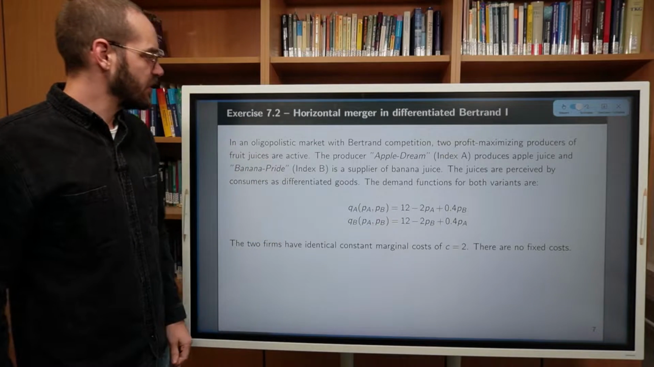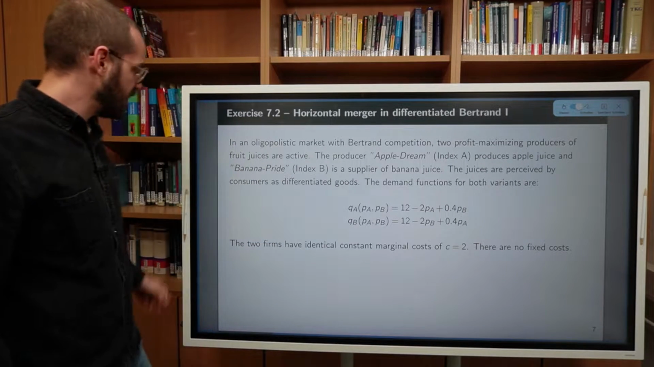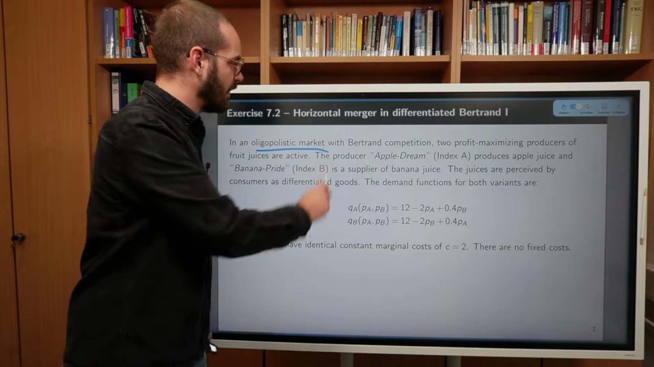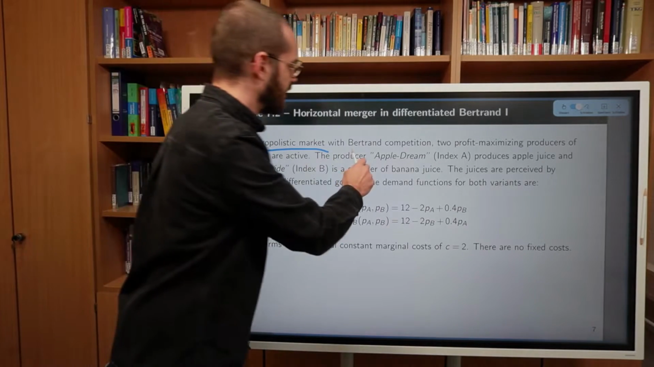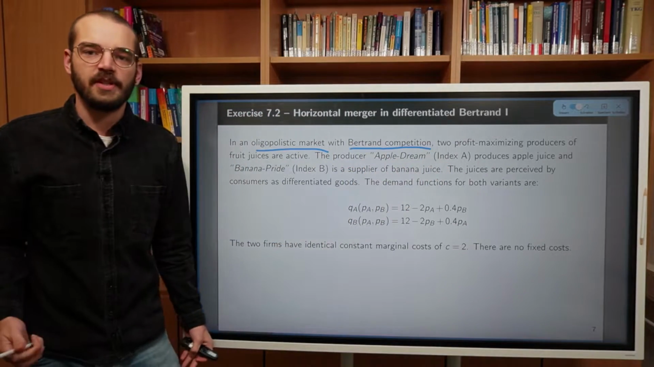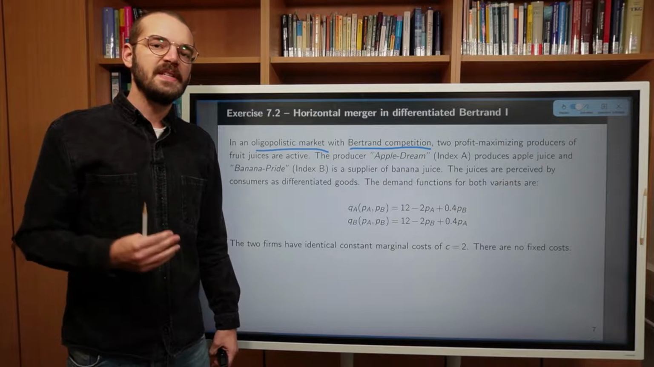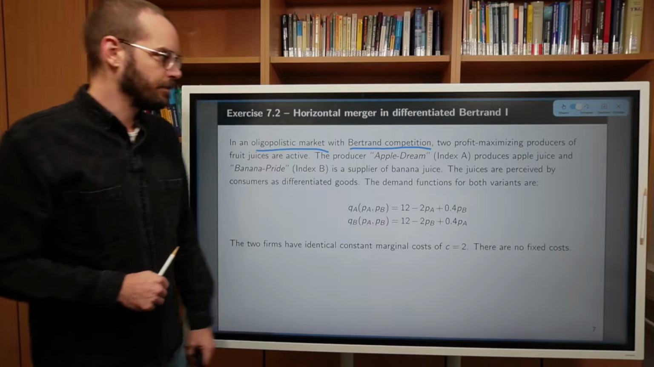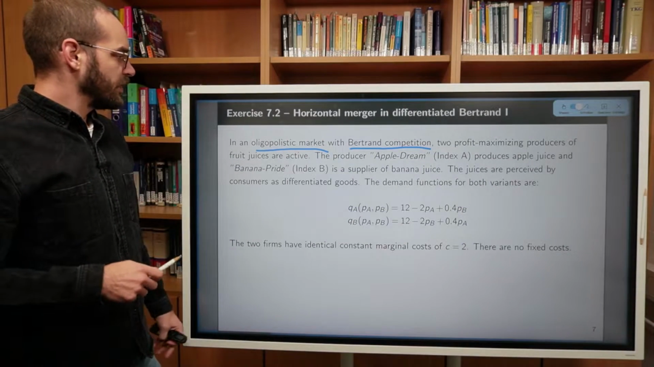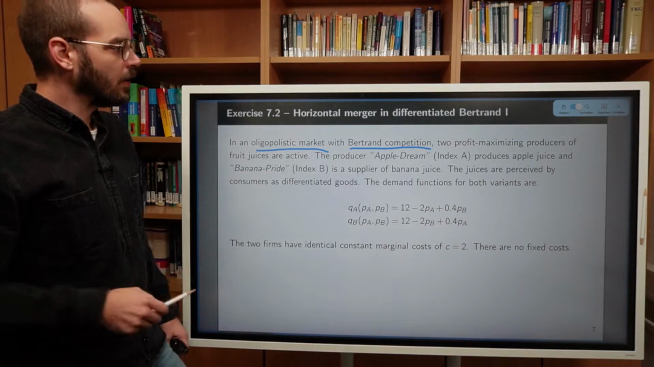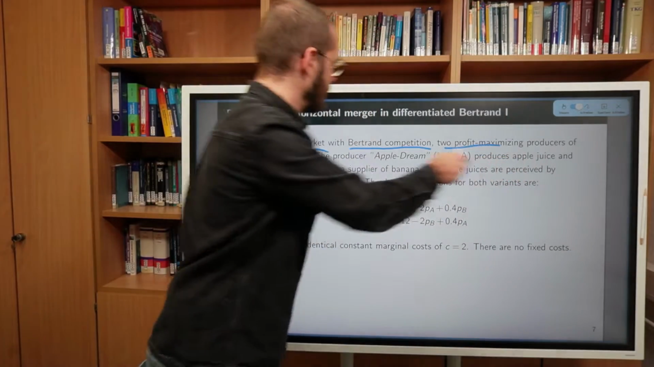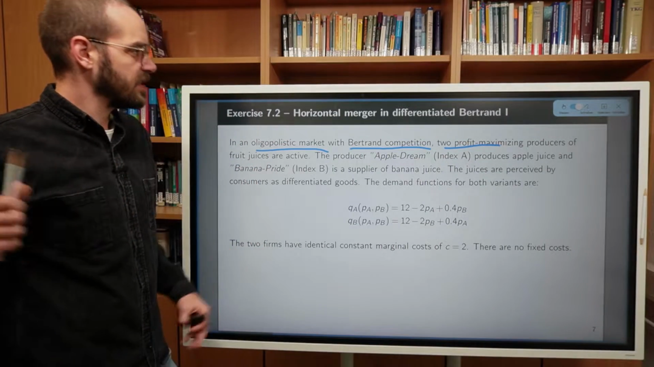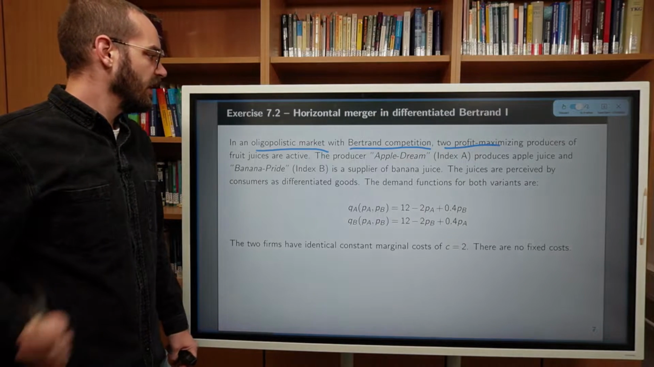So, the situation we want to analyze in this exercise is, as we are quite familiar with by now, an oligopolistic market, and in this oligopolistic market we assume that there is Bertrand competition, meaning firms are competing by choosing prices as their strategic variable. In this oligopolistic Bertrand market, we then know that there are 2 profit maximizing producers of fruit juices, so there are two goods and 1 firm per good.